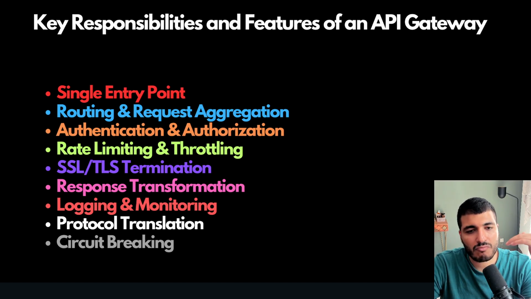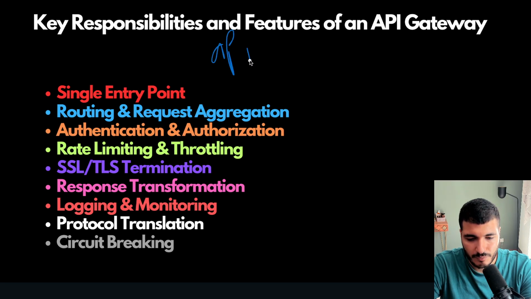Number two, routing and request aggregation. Let's talk about routing first. The gateway directs incoming requests to the correct microservices based on the URL path, headers, or some sort of criteria, for example, /api/users.